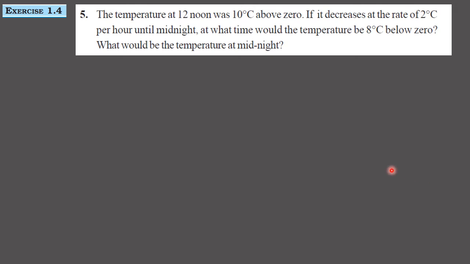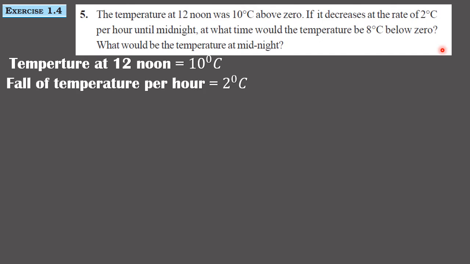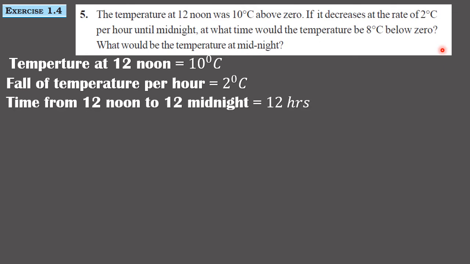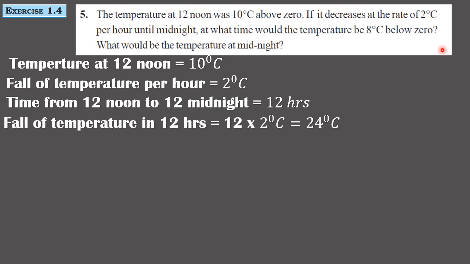So first let us find the temperature at midnight. This we will find first. So temperature at 12 noon is given as 10 degrees centigrade positive. And fall of temperature per hour is what? 2 degrees centigrade. So what is the time duration from 12 noon to 12 midnight? It is 12 hours. So what will be the fall of temperature in 12 hours? It will be 12 into 2, 24. 24 degree temperature will fall down. It will decrease.